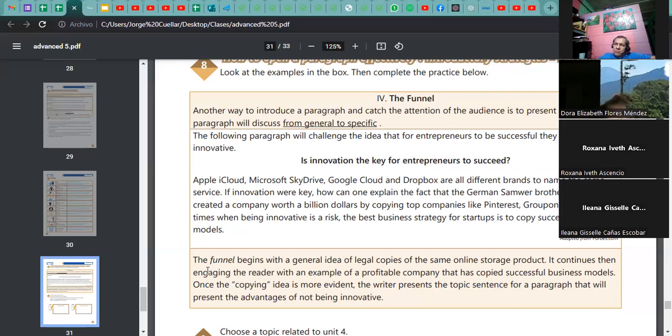Let's check with Ileana Giselle. Okay, teacher. For my paragraph, I don't know if I forgot, but we had to choose a topic about unit 4 or just any topic. Any topic was fine. Okay, I chose entrepreneurship.